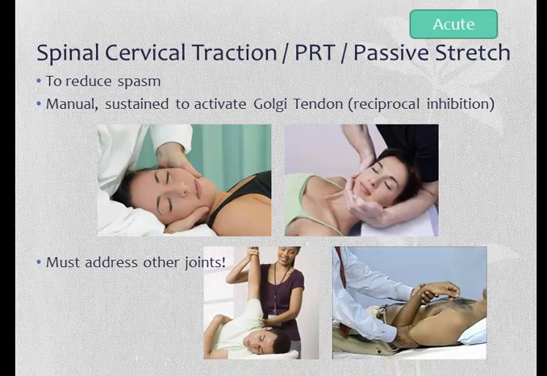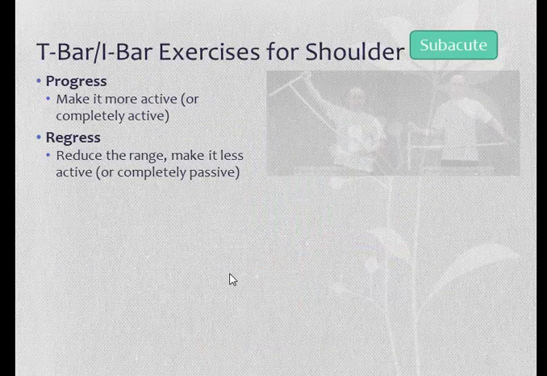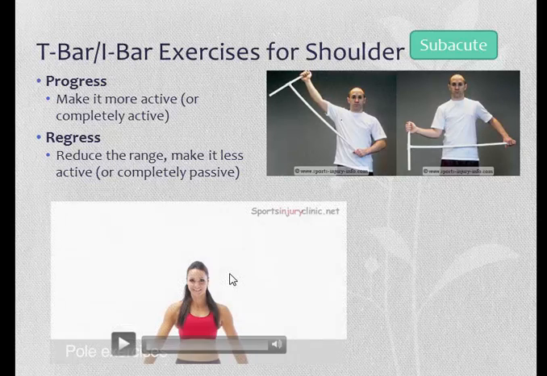Okay, and I also have to think about some other joints as well, maybe elbow, maybe wrist, because he is stuck in that sling and he's not really moving his elbow either. Okay, and I don't want him to develop any kind of stiffness over the elbow. His elbow is good, so if anything, I can at least work on his elbow range of motion. Okay, and then maybe a little bit of shoulder range of motion passively. Moving on to subacute phase, what I can do is the T-bar or I-bar exercises.